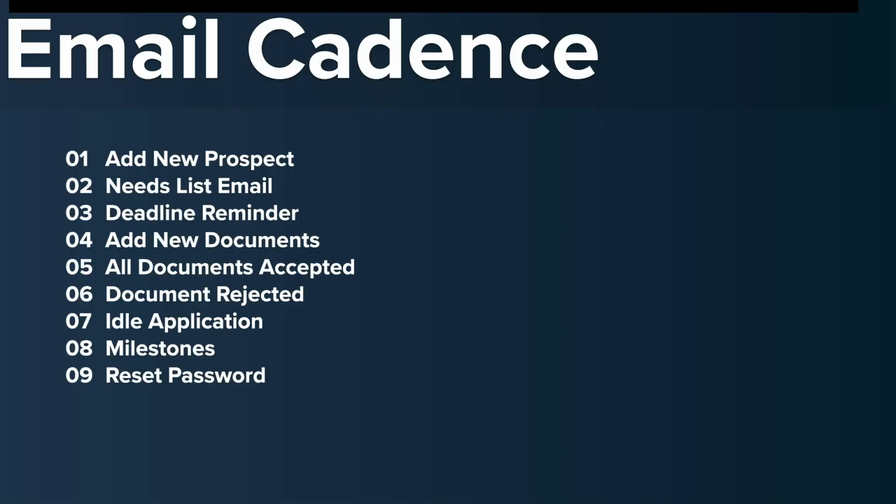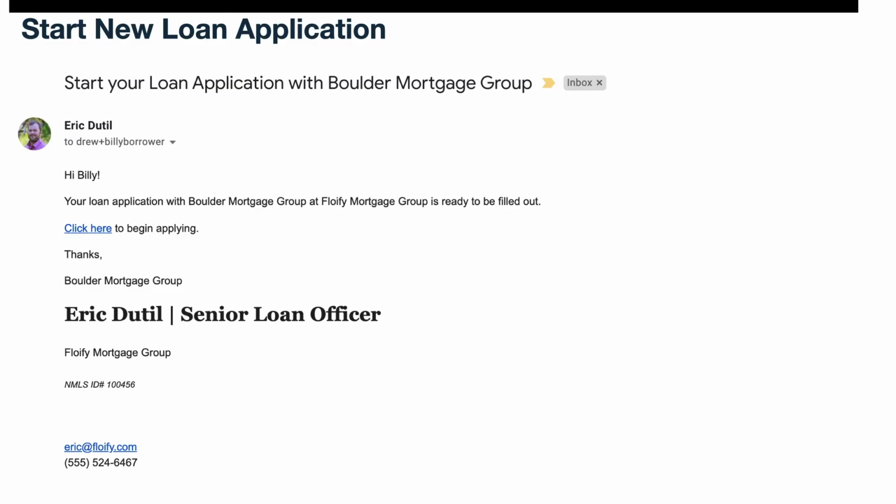Next, I want to cover the email cadence. This will let you know what emails are sent to your borrowers and when. Now, I'm going to cover these 9 emails here, and I'll give you a brief example of what those look like and also an explanation of when those are sent out. Now, the first example here is the Start New Loan application. So from your prospects page, if you add a new prospect, this is the email that gets generated.